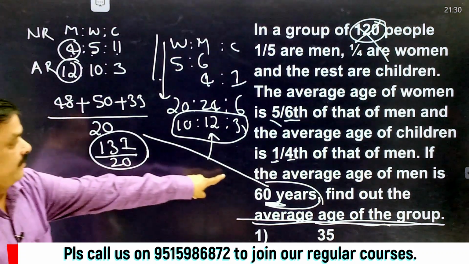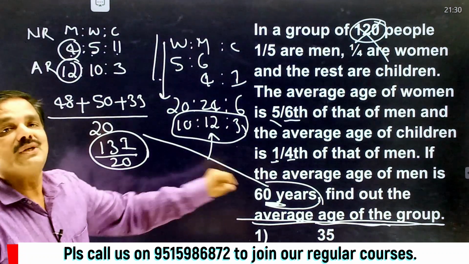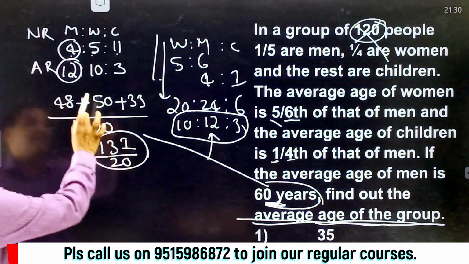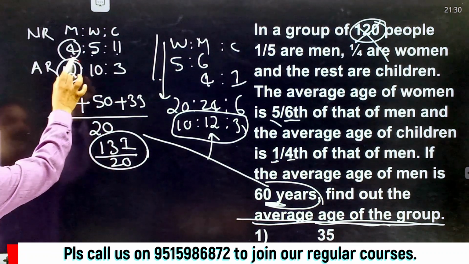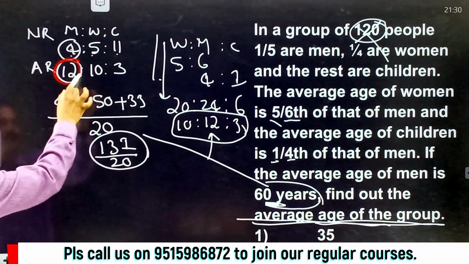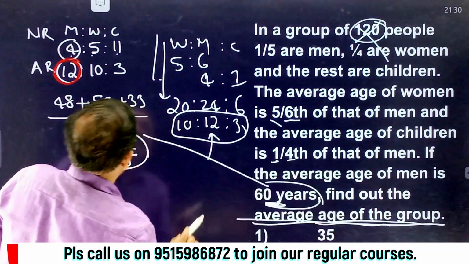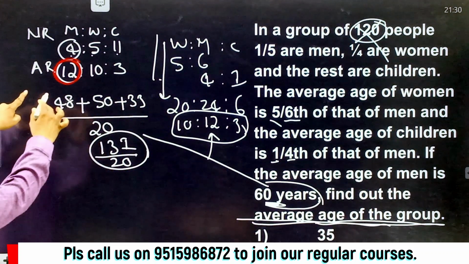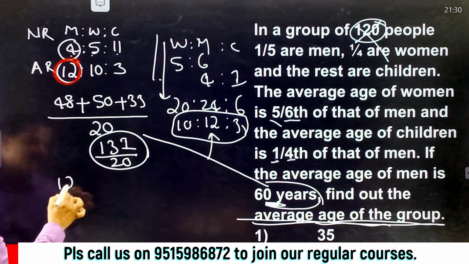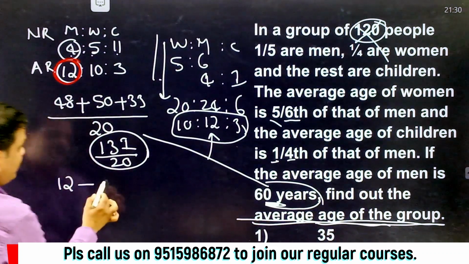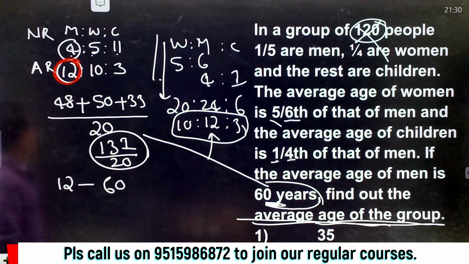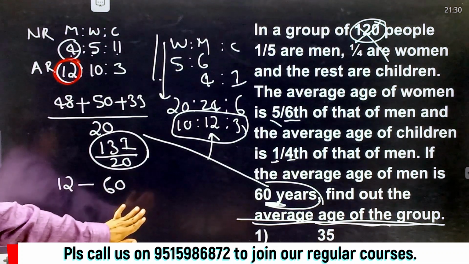How is that? Here they have given the average age of men is 60 years. Actually here, as far as our ratio is concerned, the average ratio of men is 12 years. Now here, simply I'm going to compare these two. How to compare this one? Here, this 12 parts is equal to 60 years. Remember, 12 parts is equal to 60 years.